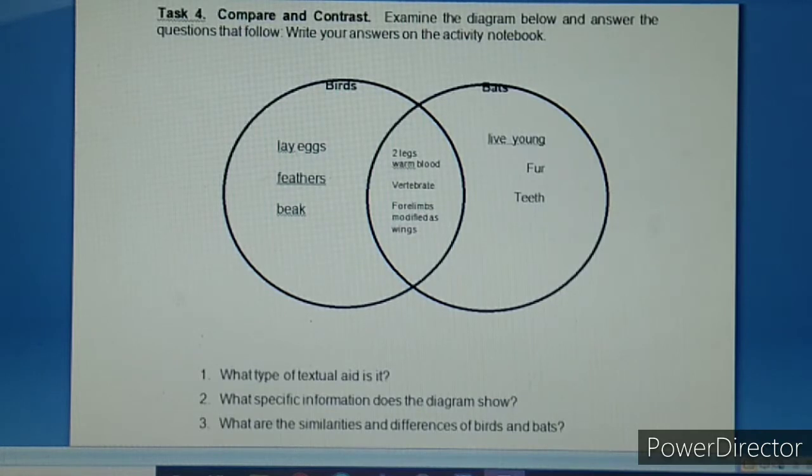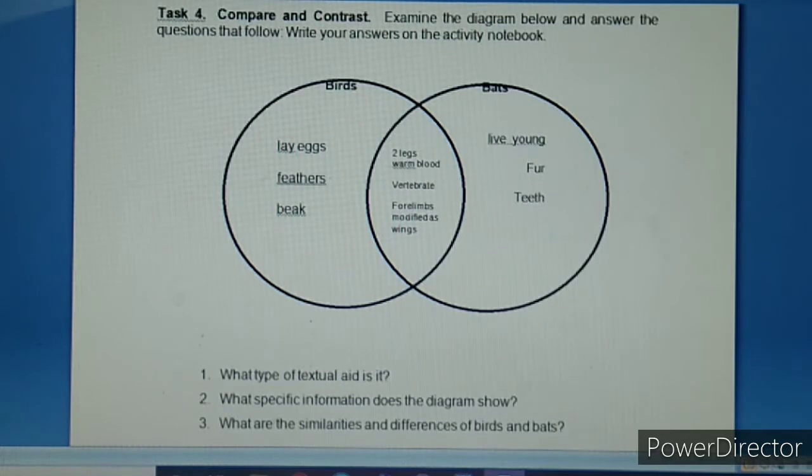What specific information does the diagram show? The correct answer for number 2 is it shows the similarities and differences of birds and bats. That's the correct answer for number 2. Now let's proceed to question number 3.